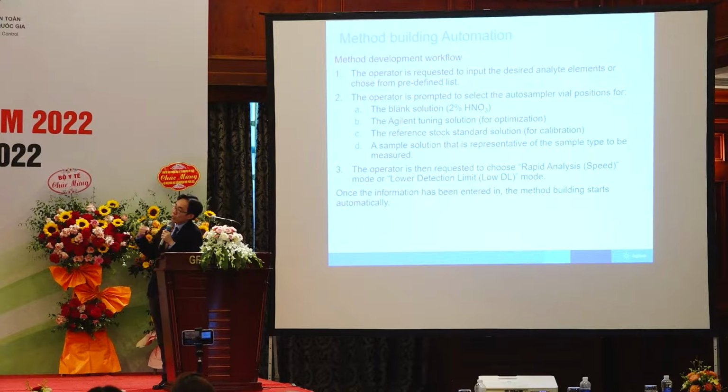The key is to highlight which analyte elements you want to measure. There are some solutions that have to be prepared: some tuning solution, some reference solution. In my later slides, I'll show you some screenshots of the method wizard. Lastly, the user is just required to choose whether they want a faster analysis or a lower detection limit. Once all this information has been entered, the software will build up a method, and then the user can run it.